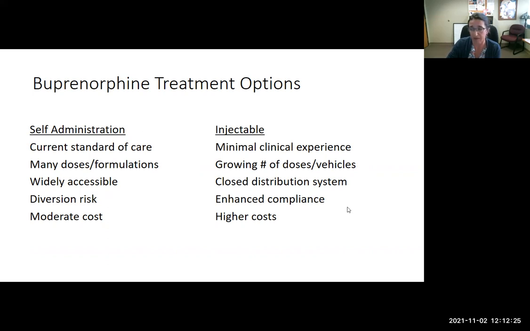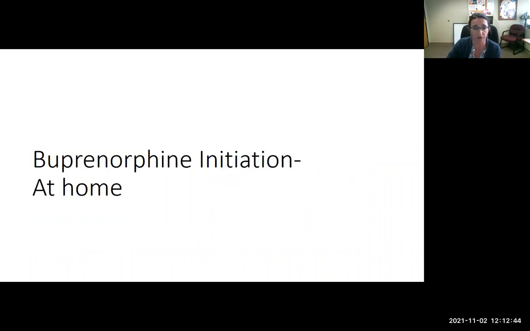But the case can be made. Usually, I would say that for the injectable, if someone has a very clear reason why it's hard to administer at home, or they've tried it before and they're not doing as well in terms of their goals for treatment on it, you can make a case to have this injectable, the Sublocade injectable buprenorphine.